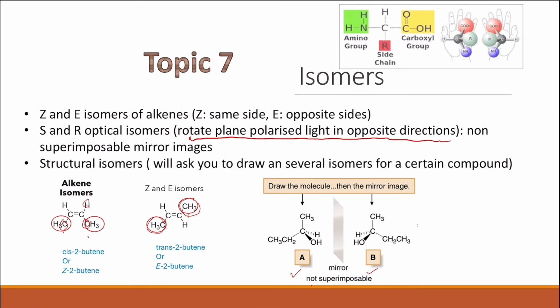Remember that amino acids have optical isomers because they have the carboxylic acid group, they have the amino group, they have the side chain, and they have hydrogen. So this carbon is a chiral center, and it has four different groups attached to it.